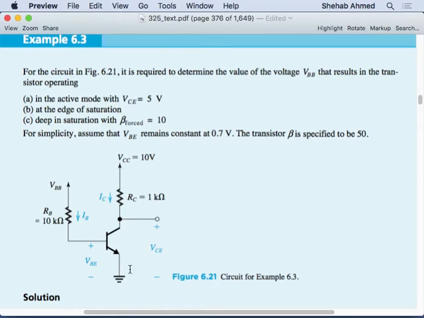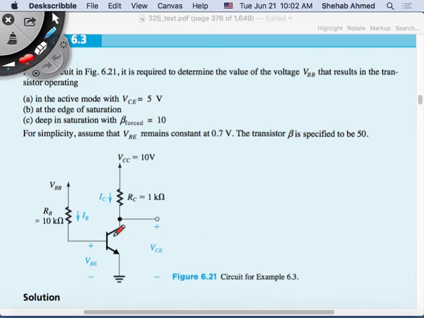So I know that this is at 0, meaning this voltage here is what? In active mode. Oh, this is 0. So what's the value of voltage here in active mode?